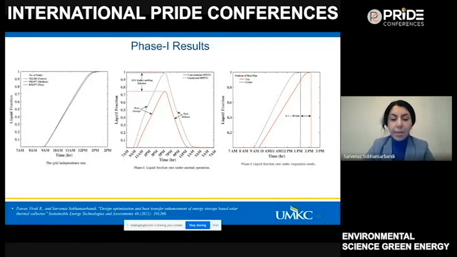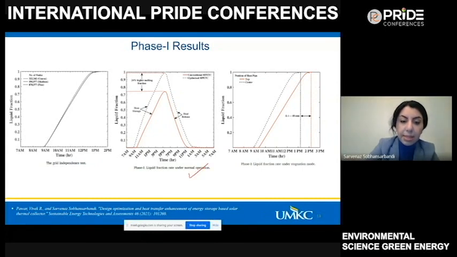So we needed to do the grid independence check to make sure that our results are reliable. So we did the grid independence analysis, and then we looked at the liquid fraction to make sure that the grid that we have is just perfectly fine for this optimization analysis.